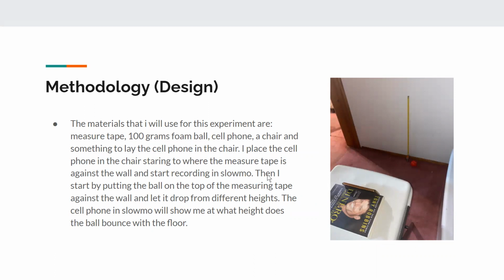So I place the cell phone on the chair, facing where the measure tape is against the wall, and start recording in slow-mo. Then I start by putting the ball on the top of the measuring tape against the wall and let it drop from different heights. The cell phone in slow-mo will show me at what height the first bounce of the ball is with respect to the floor.